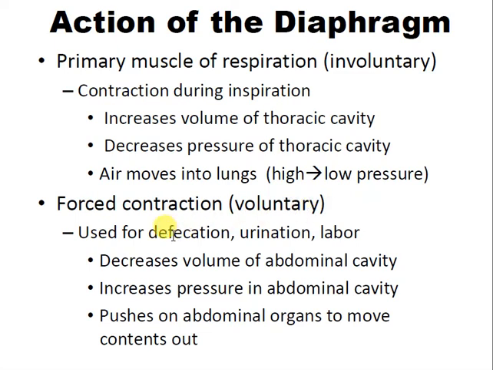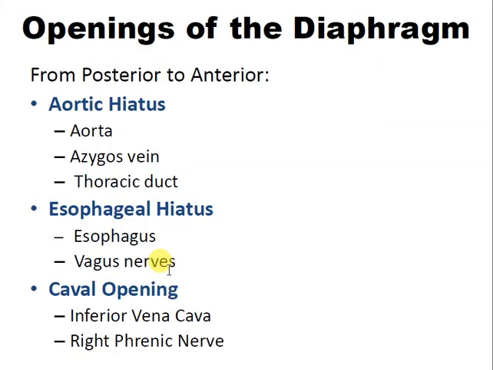Defecation, when we are relieving ourselves. That is because of the forced contraction of the diaphragm. So the forced contraction is done in order to increase the pressure in the abdomen, with decreased volume and increased pressure. So it is used for defecation, urination, and labor. It decreases the volume of the abdominal cavity, increases the pressure in the abdominal cavity, and pushes on abdominal organs to move contents in the abdomen out of it.